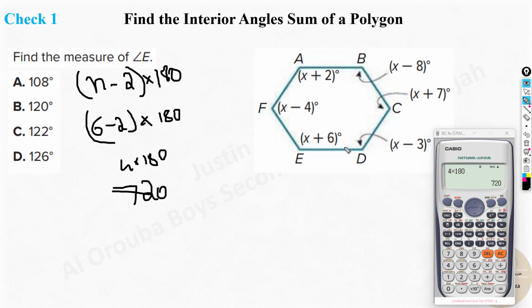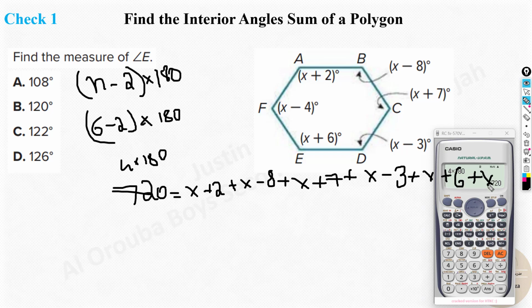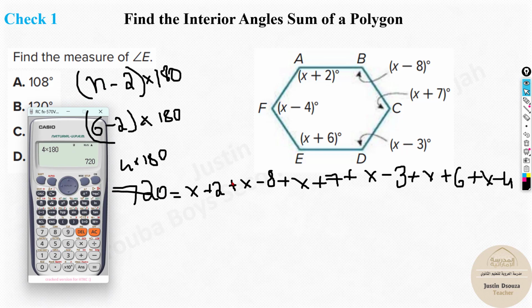This is not the answer. This is the total angle. Like if you add A, B, C, D, E, F, you're gonna get 720. So this will be equal to the sum of all these angles. Say x plus 2 plus x minus 8 plus x plus 7 plus x minus 3 plus x plus 6 and lastly plus x minus 4. Now here, these are the values, entire values. So now what you do is you're just equate it and directly you can find it.